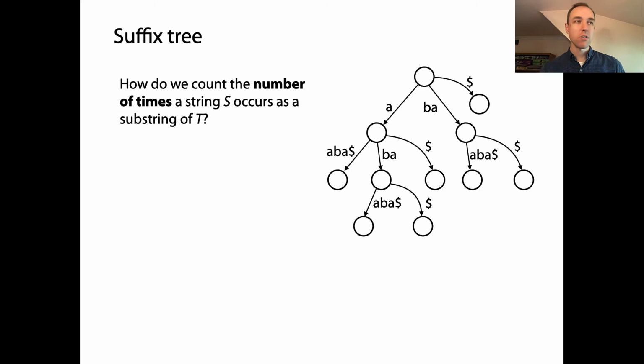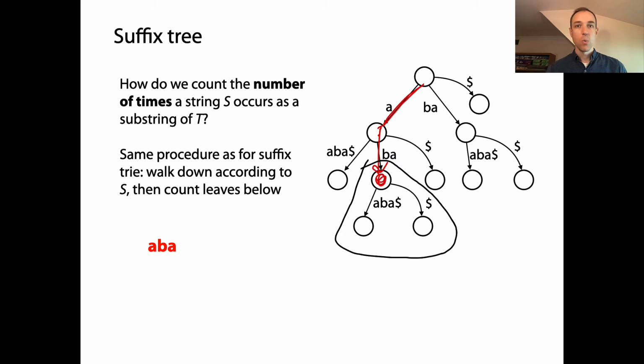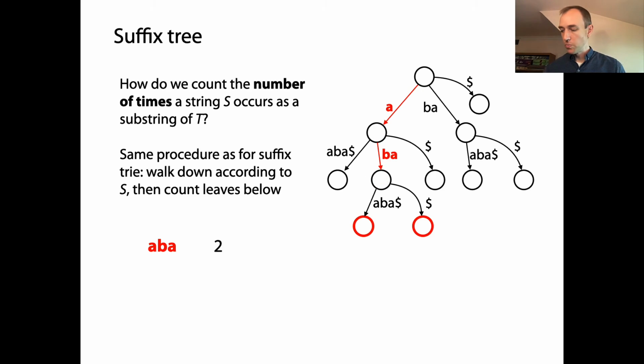Okay, here's another query that we saw with respect to the suffix trie, which was how do we count the number of times a query string occurs as a substring of t. So you might recall that this actually had two components to it, because the first thing we would do is walk down according to the characters of S, then we would count the leaves in the subtree below where our walk ended. So for example, if our query was ABA, the first thing we'll do is walk down according to ABA. That takes us to here. The next thing we'll have to do is look at the subtree rooted at the spot where our walk down finished, and ask how many leaves are in that subtree, and in this case the answer is 2.